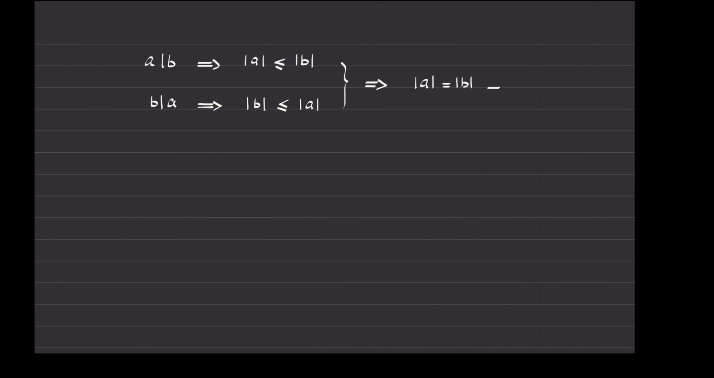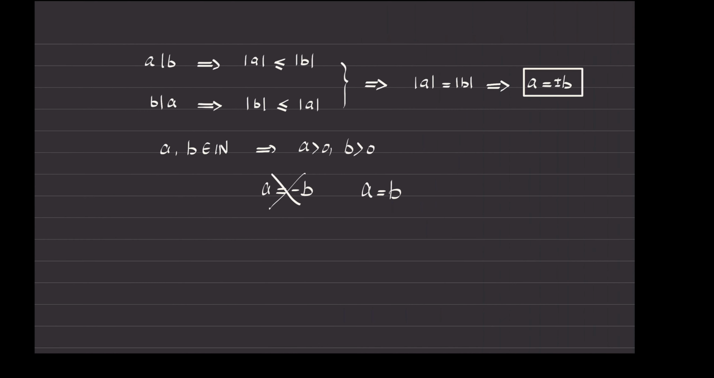And if the absolute values of two numbers are the same, then these are either equal or negatives of one another. So it means that A is either plus B or minus B. But if they have mentioned that A and B are natural numbers, this means that both A and B are positive. So A equal to minus B cannot happen. So the only option left for us is that A is equal to B. Okay?